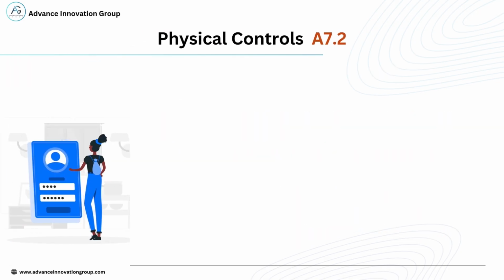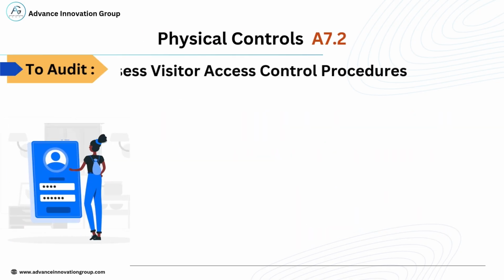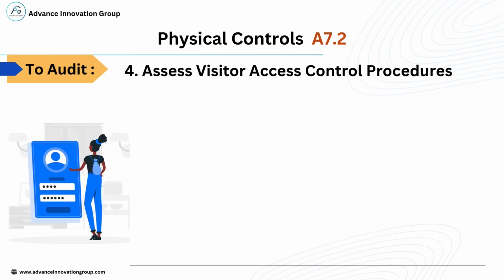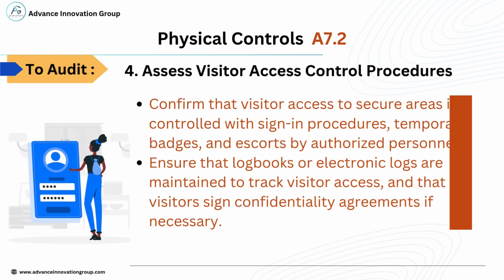Physical controls of 7.2. To audit. Fourth, assess visitor access control procedures. Confirm that visitor access to secure areas is controlled with sign-in procedures, temporary badges, and escorts by authorized personnel. Ensure that logbooks or electronic logs are maintained to track visitor access and that visitors sign confidentiality agreements if necessary.